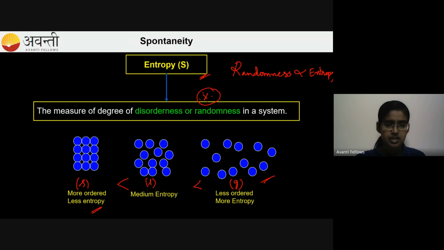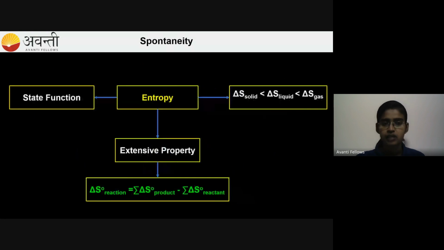Okay. And let's see some more points about entropy. First of all, it is a state function, and depends only on the initial and final state of the system. It is an extensive property, in which it depends on the mass or the amount of the substance. If I change the amount, entropy also differs. And the change in entropy of a gas is more than that of a liquid, which is more than that of a solid. And if I want to find the change in entropy of a reaction, do product minus reactant: summation of the entropy of the products minus summation of the entropy of the reactants.